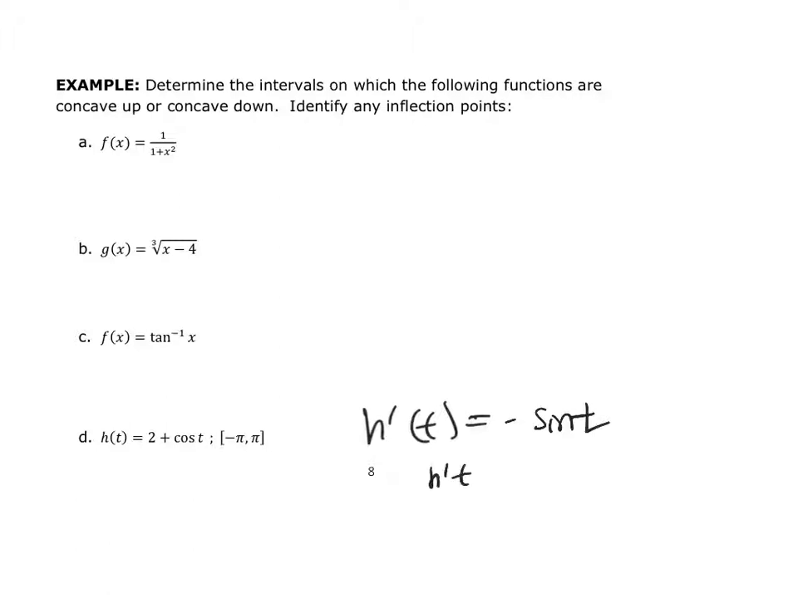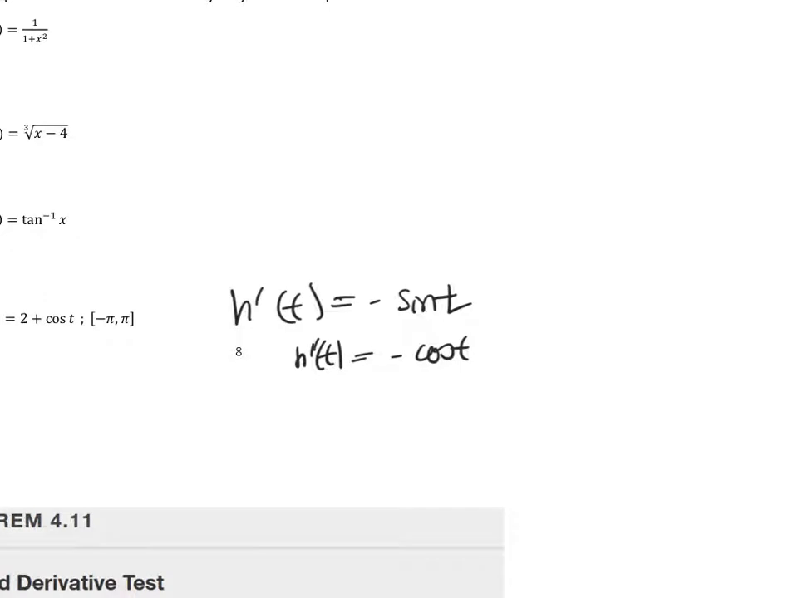I am chasing the intervals or the points of inflection. So I'm going to do the second derivative, so h double prime of t, which is going to be negative cosine of t. Now I set that equal to 0 to get my critical points, so my points of inflection. So negative cosine t is equal to 0.